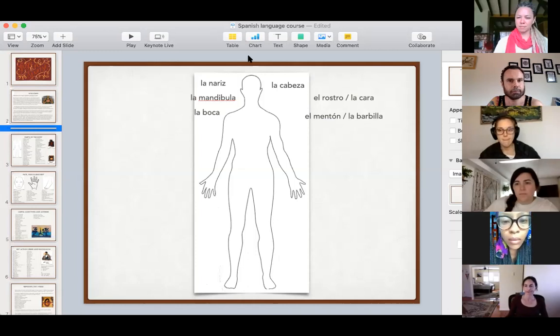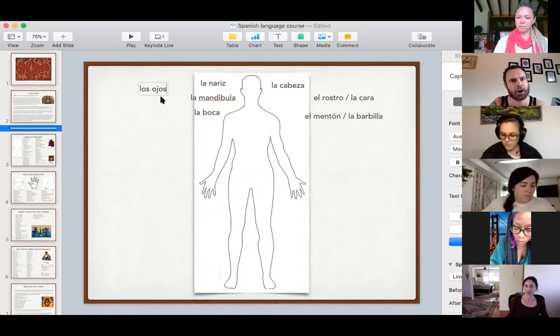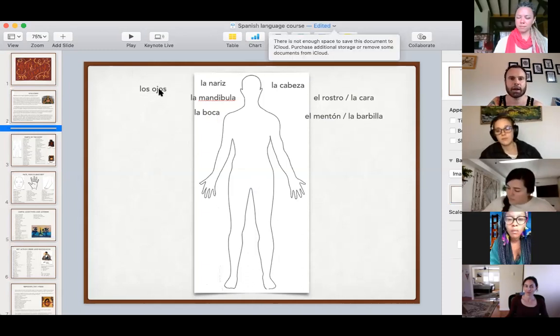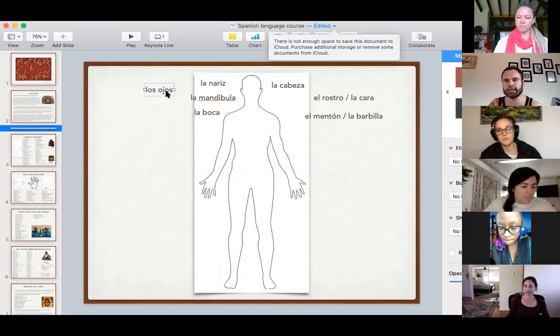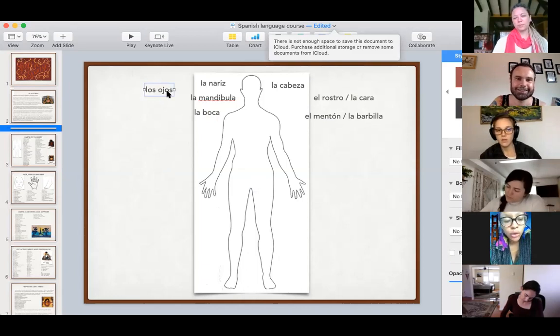Los ojos. Very good. So that's another word with a J in it. When the J occupies this position, it's a soft noise like an H. Okay, so los ojos. Let's pronounce that together. Los ojos. Los ojos.